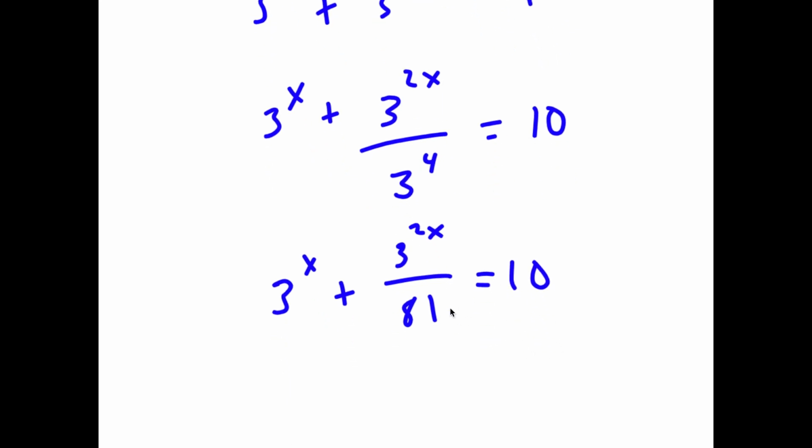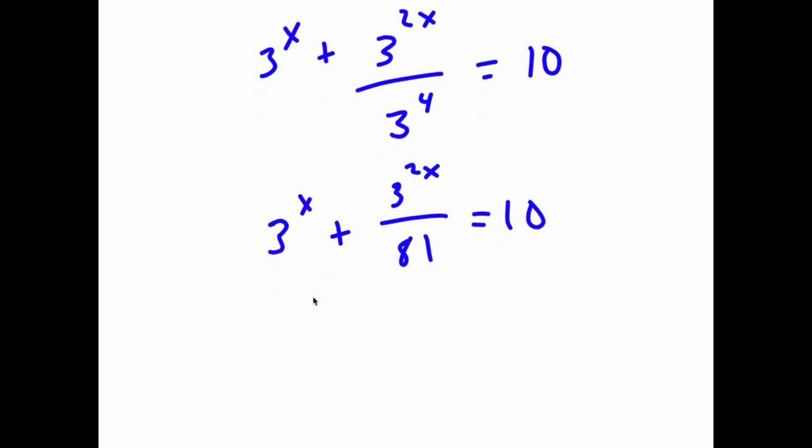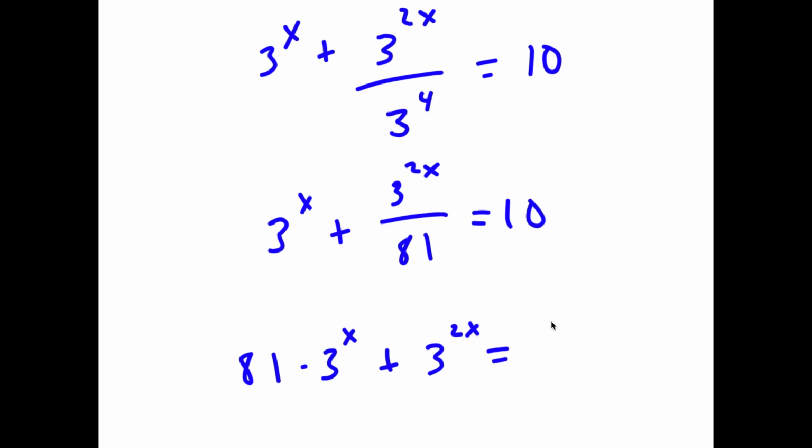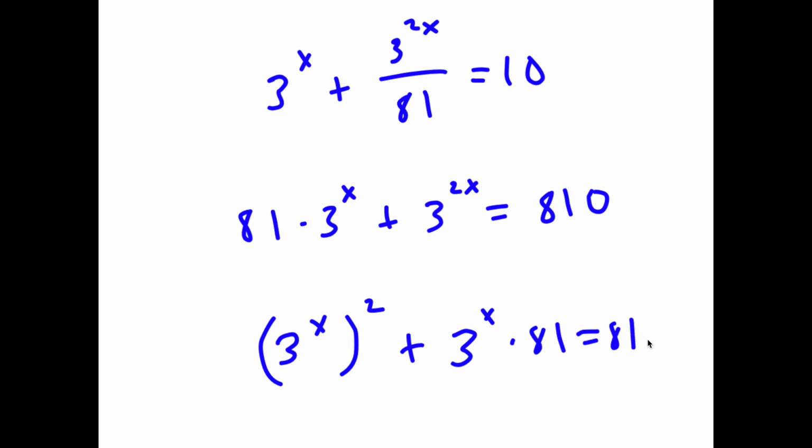Now, I'm going to multiply both sides with 81. So now I'm going to have 81 times 3 to the power of x plus 3 to the power of 2x is equal to 810. Now 3 to the power of 2x, that's the same thing as 3 to the power of x to the power of 2. So I have this plus 3 to the power of x times 81 is equal to 810.